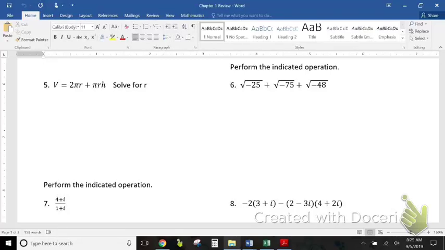Alright, so number 6. What is the square root of negative 25? 5i. Yeah, 5i. Remember, the square root of a negative is i. The square root of 25 is 5. Plus, what's that?